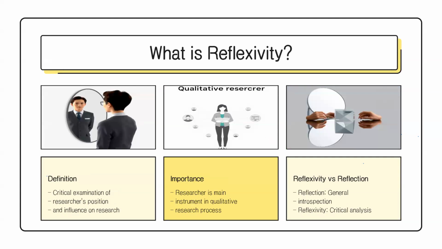Now, for a crucial topic, reflexivity. It is a critical examination of the researcher's position and influence on the research. It is crucial because the researcher is the main instrument. Reflexivity is a deeper process than simple reflection because it involves a critical analysis of your role.